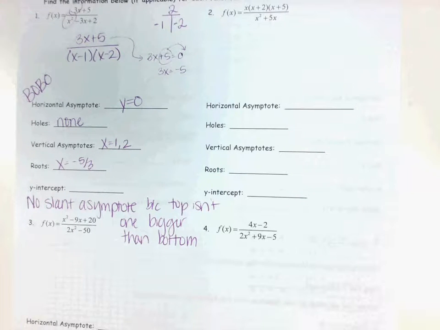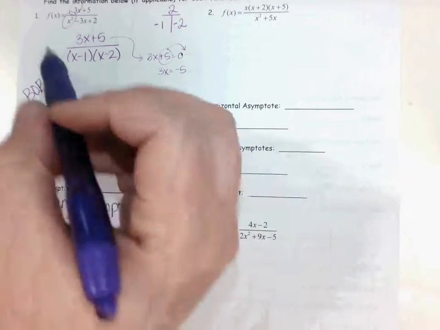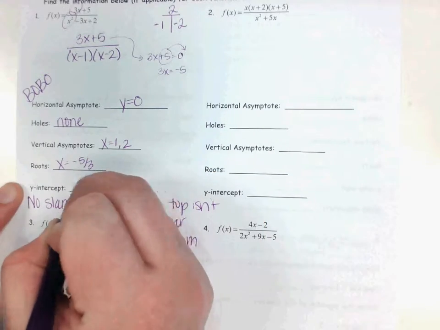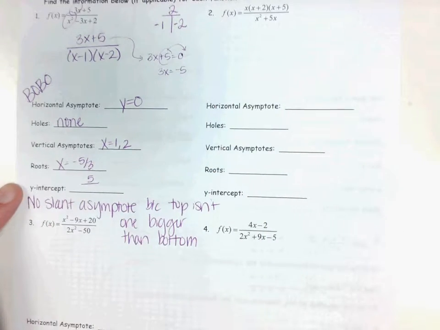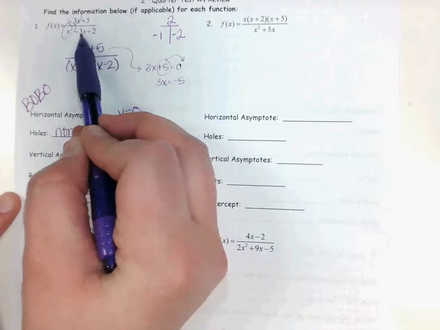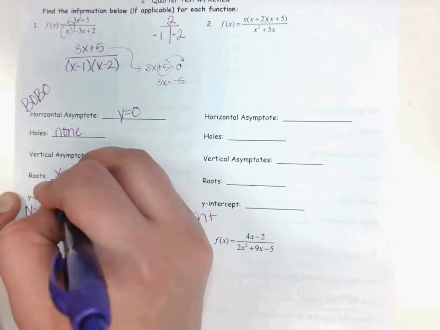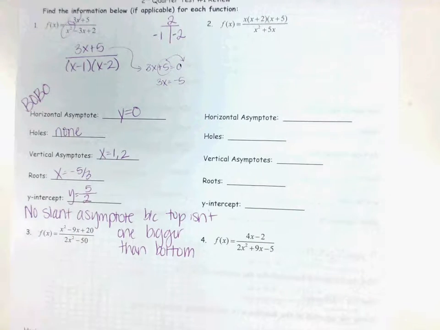Okay, then my y-intercept, I plug 0 into the top and the bottom, see what's left over. So I have 3 times 0 is 0, plus 5 is 5. Plug in 0 on bottom. 0 minus 0 plus 2 is 5/2. And remember, if it's a y-intercept, it should be a y equals. Okay? Let's see. We'll do one more off this page. Let's do number 4. And we'll do number 3.